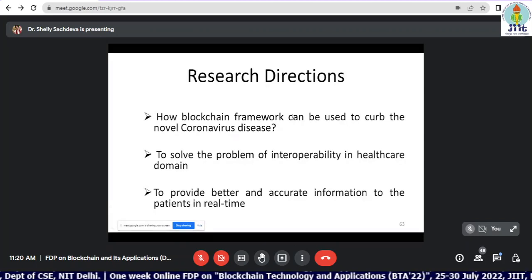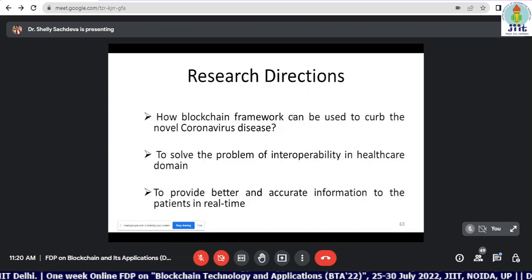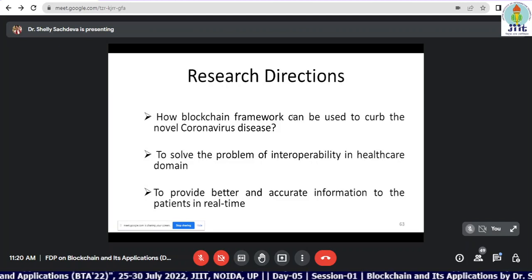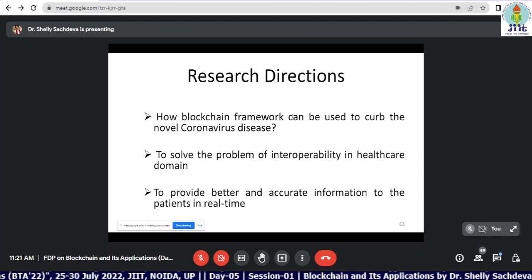What we found was that during the coronavirus, there was a lack of beds, and some particular injections and tablets were being black marketed like anything. Even oxygen cylinders were being black marketed. So we thought, why can't we keep a track or record on the blockchain, a system with transparency? This hospital has taken this many cylinders, this hospital has this many injections.